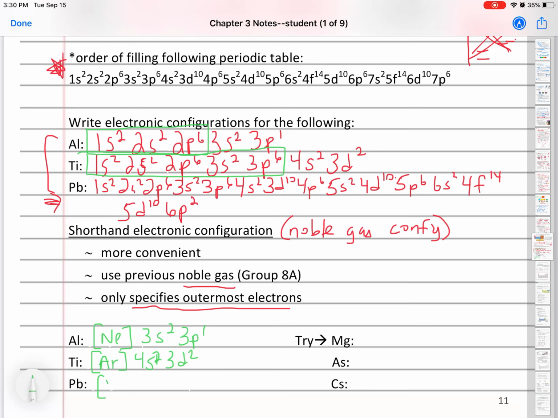And then the leftovers are the 6s2, the 4f14, 5d10, and the 6p2. All right, so I have a couple here for you to try. You might want to pause it and then restart it and check your answers. I'm just going to write them here.